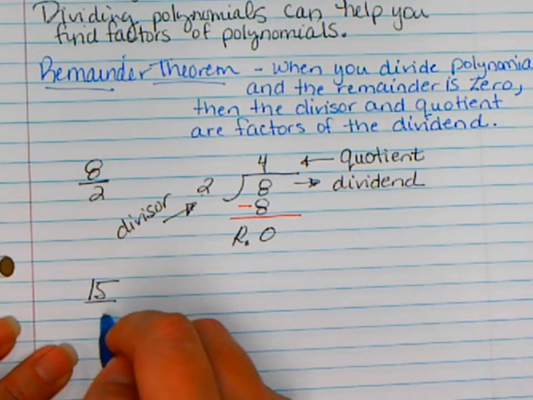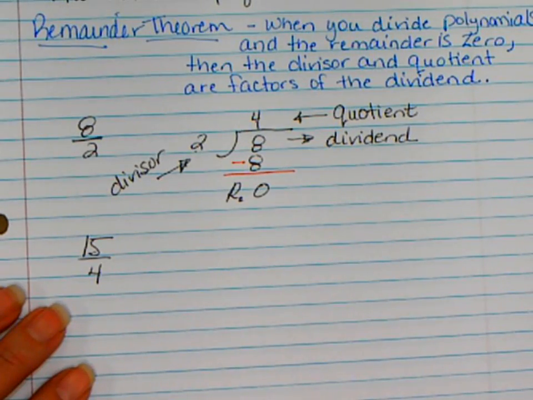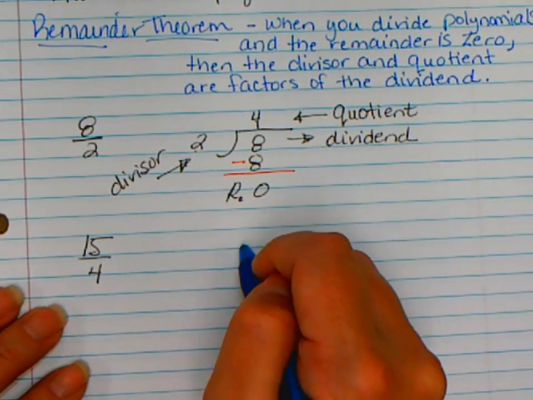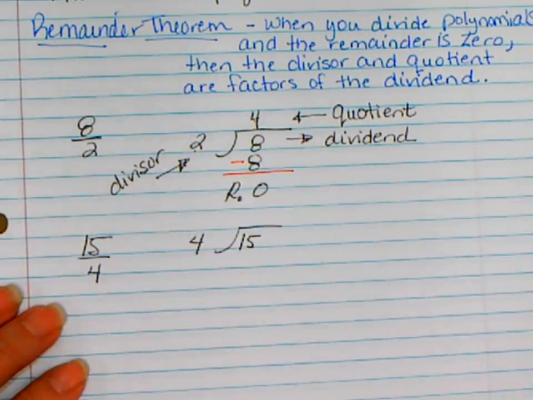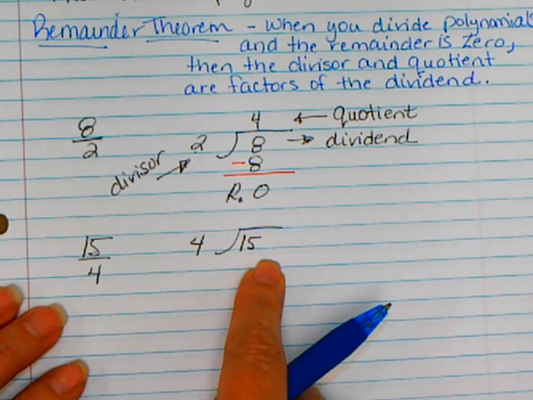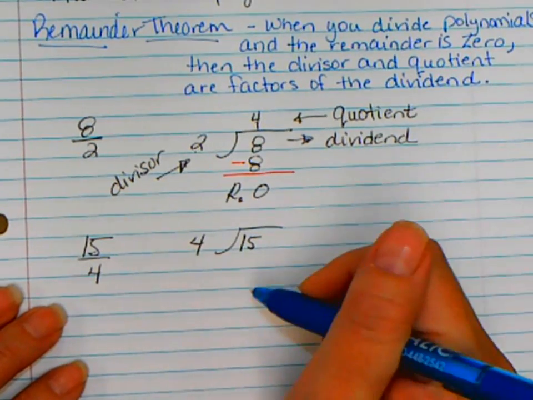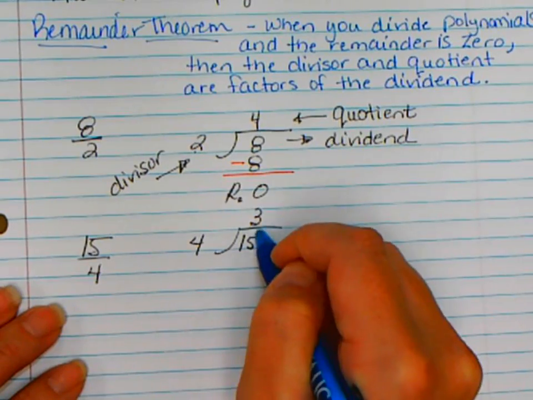Okay? So let me show you one where we may have a remainder. 15 fourths, or 15 divided by 4. So long division, 15 would be my dividend, 4 would be my divisor. Can 4 go into 1? Can 4 go into 15? How many times? 3 times. Any more? No. So we'll put a 3. We'll line that up with 5.